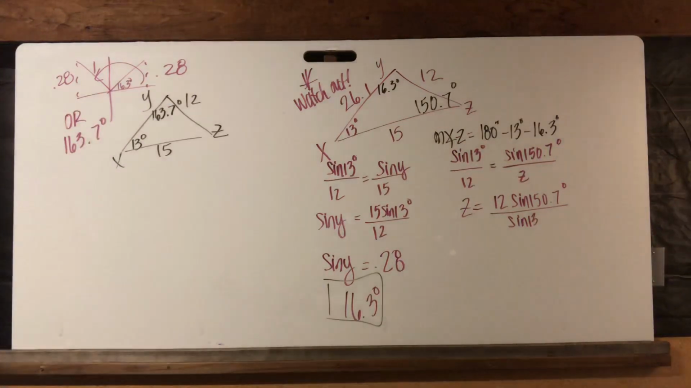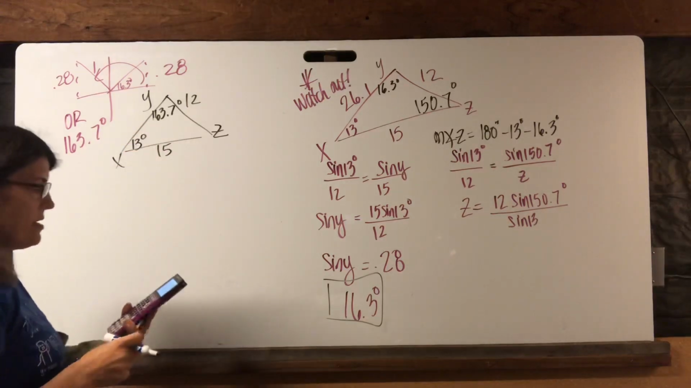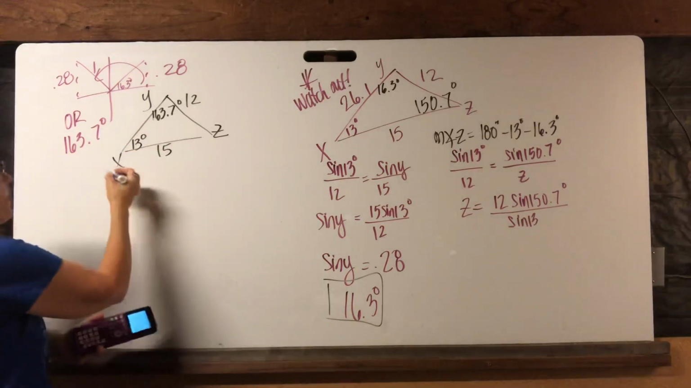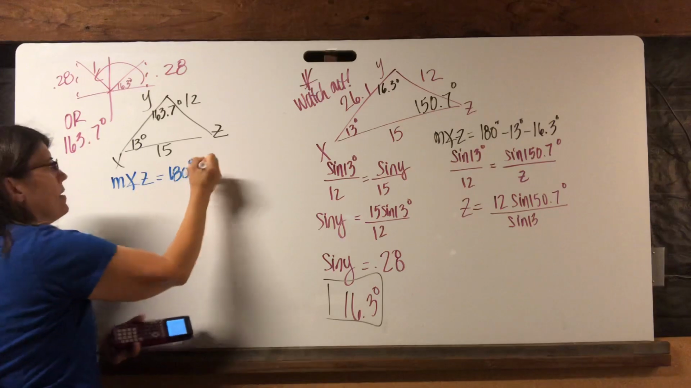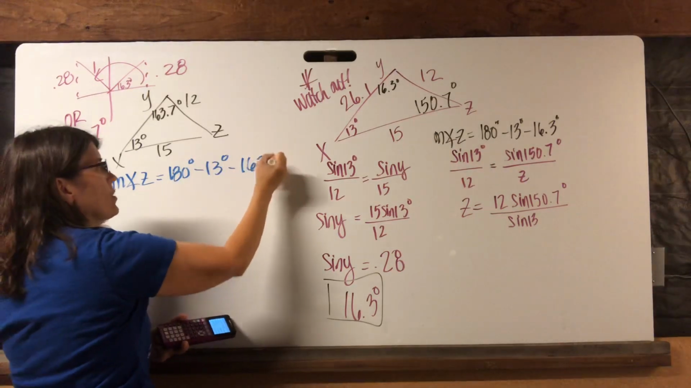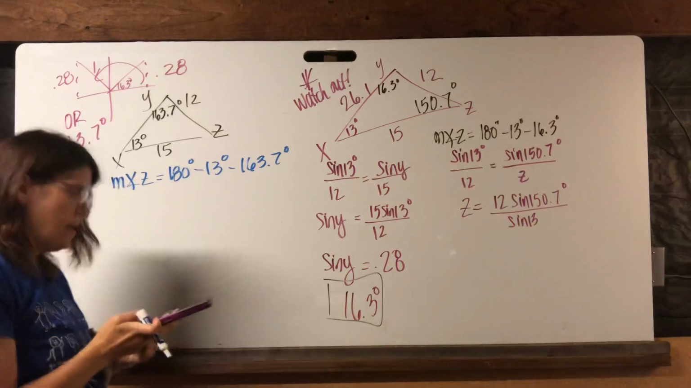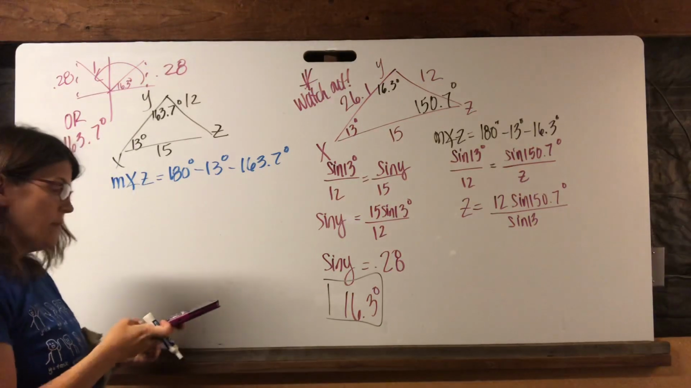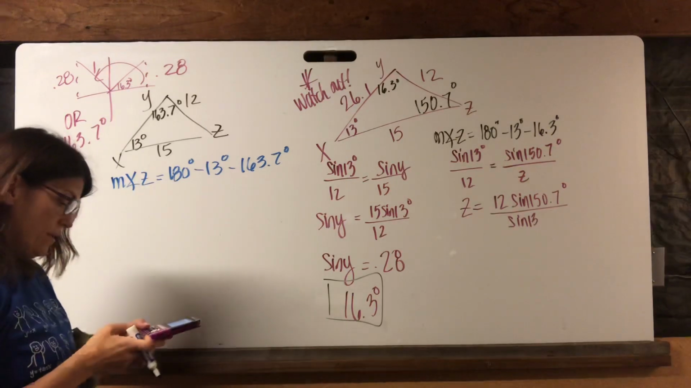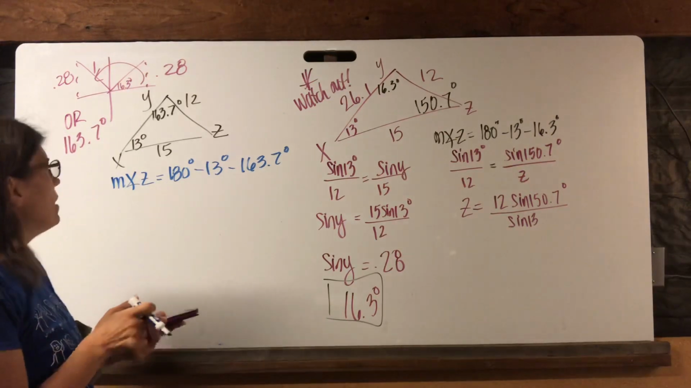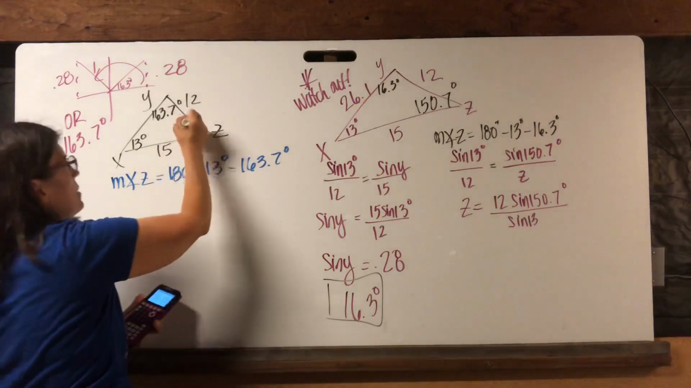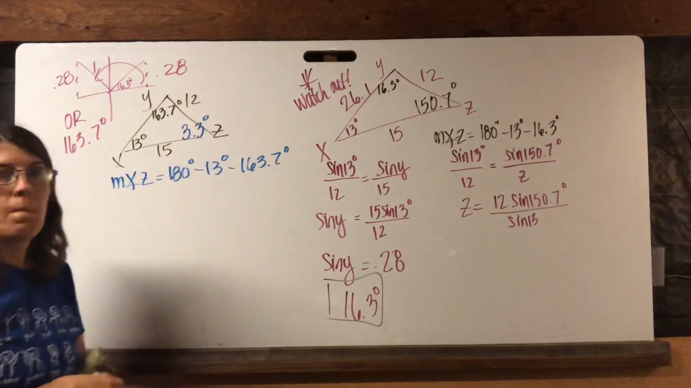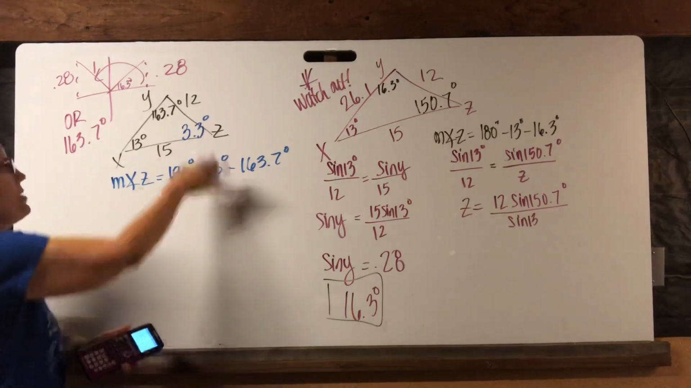Okay, let's go here. So 163.7 is somewhere in my calculator. The measure of angle Z is 180 minus 13 minus 163.7. That's 180 minus 13 minus, for me it was Y, which gives 3.3 degrees. Okay, so now I can find side Z.